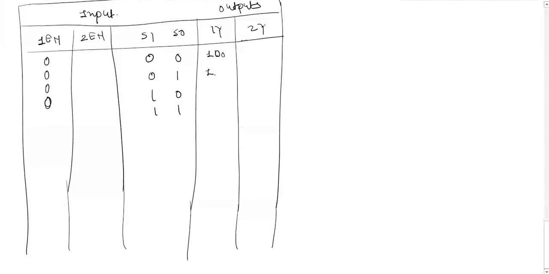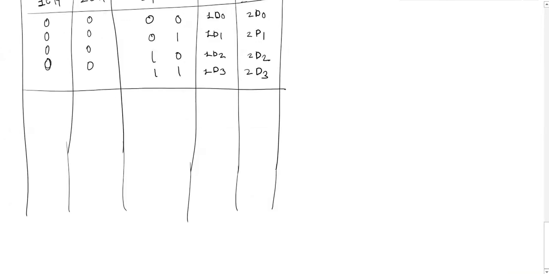Now at the same time, suppose the second enable signal is also 0, and the select lines are 00, 01, 10 and 11. At that time, the 2Y, that is the output of the second multiplexer, gives the outputs as 2D0, 2D1, 2D2 and 2D3.